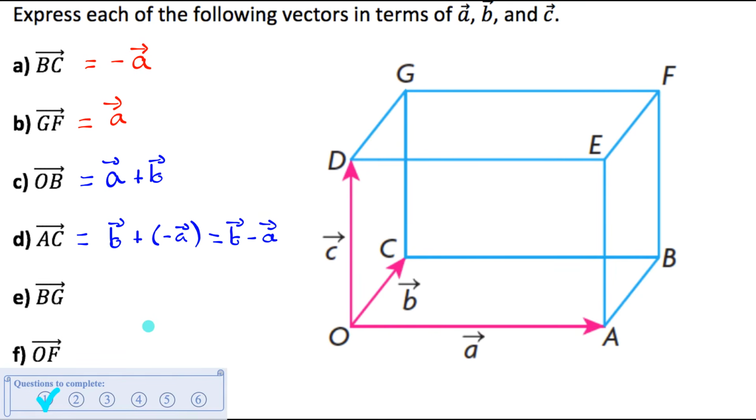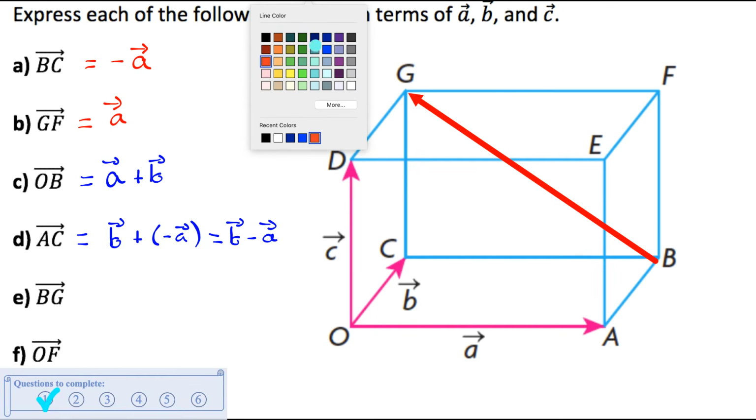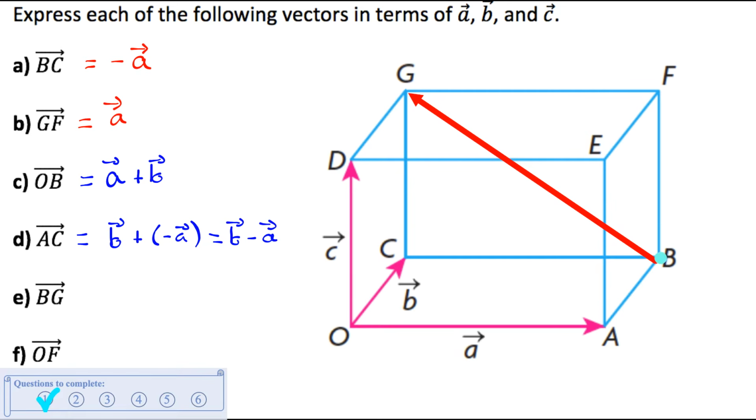Let's move on to part E, which asks us to do vector BG. Means tail at B, tip at G, so it would look like this. I could express that as a sum or difference of a bunch of vectors. Let's just pick one way to do this. To get from B to G, I could first go from B to F, and then from F to G. That's one way to do it. Notice vector BF and FG are placed tip to tail, so the sum of those two vectors would equal the resultant vector, vector BG.